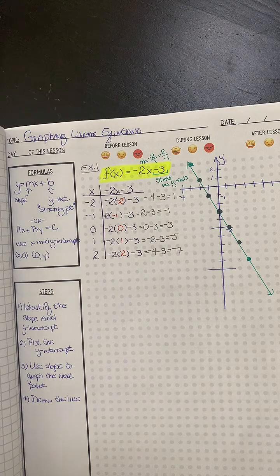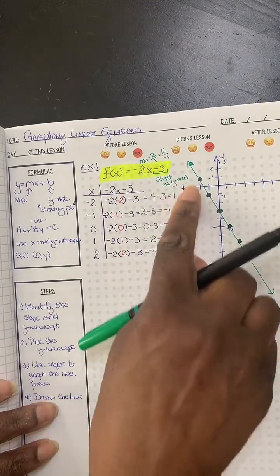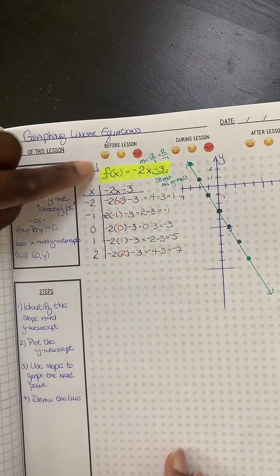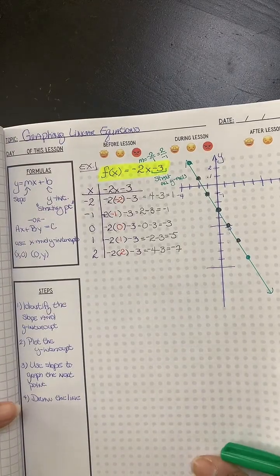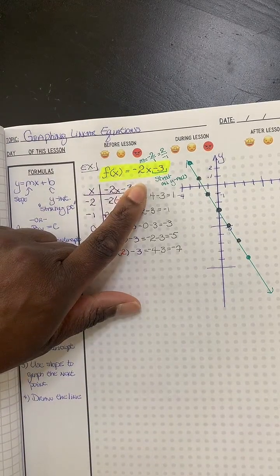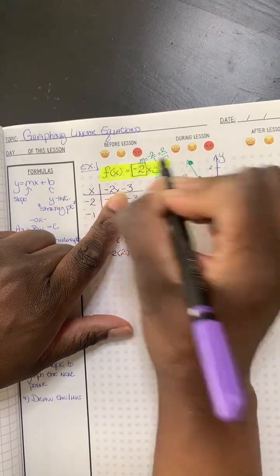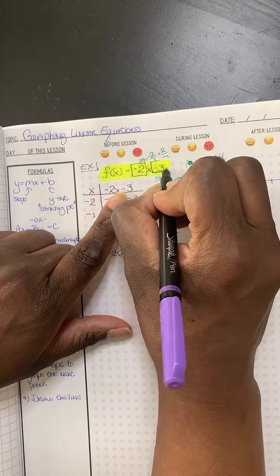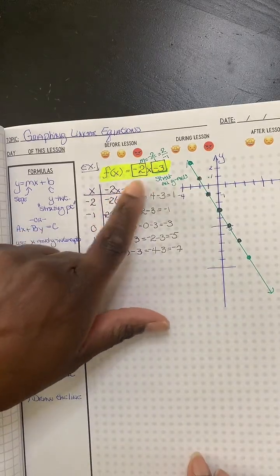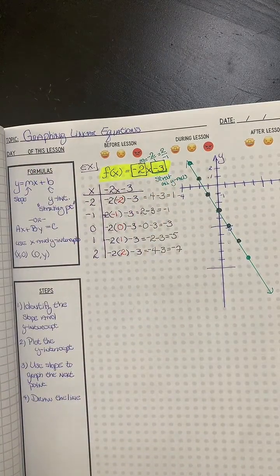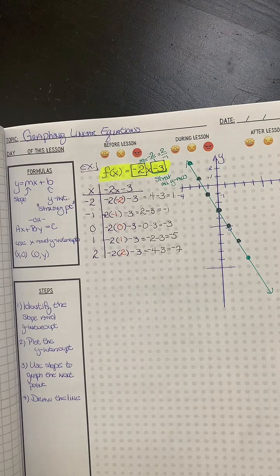All right. So instead of constantly plugging in, we just need two things. We need a slope and we need a y-intercept. Those are the only two things that we really need so we can graph a linear equation. All right, so let's try another example.